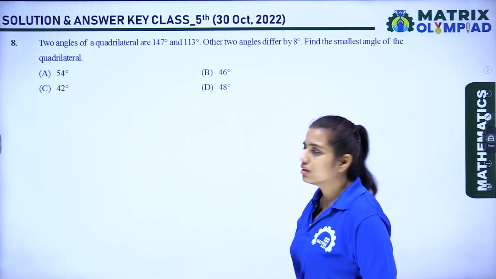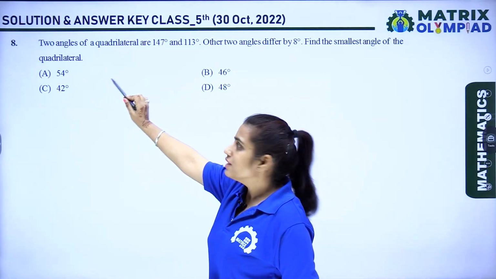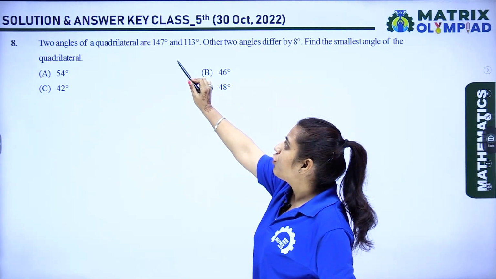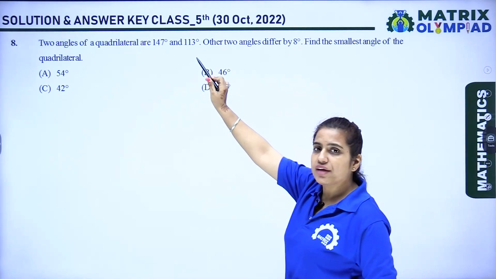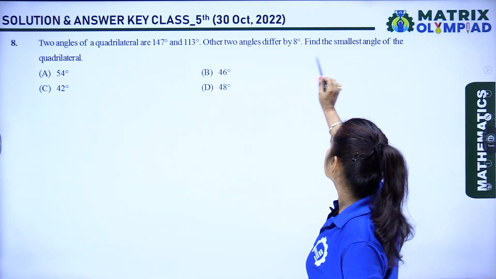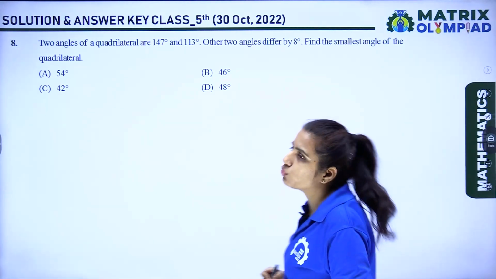Question number 8. Two angles of a quadrilateral are 147 degree and 113 degree. Other two angles differ by 8 degree. Find the smallest angle of the quadrilateral.